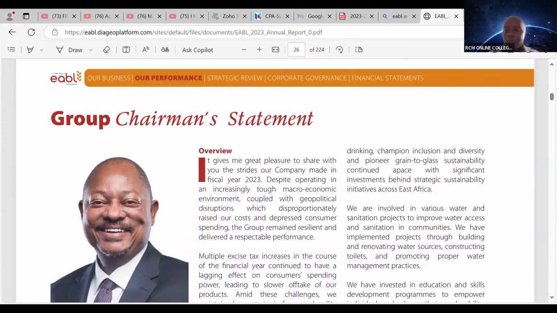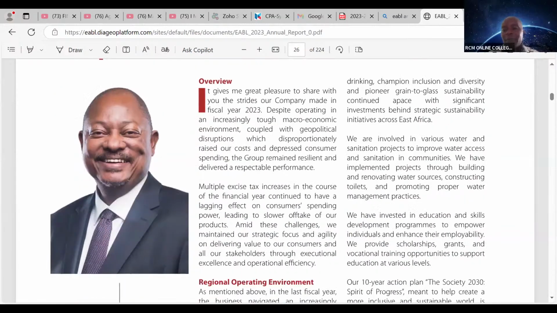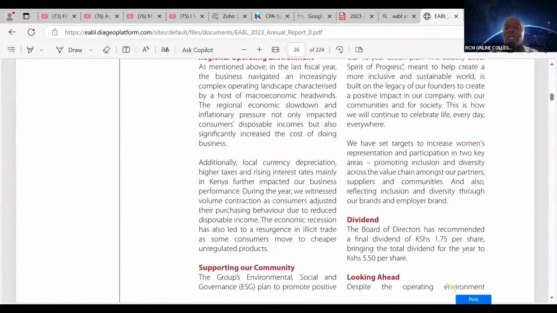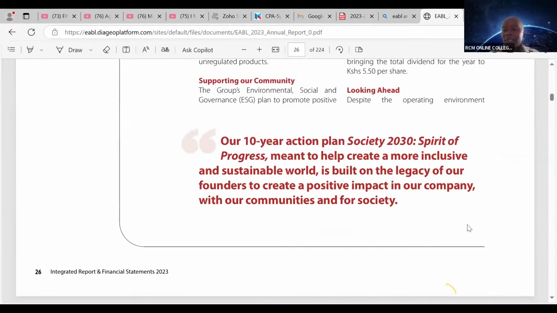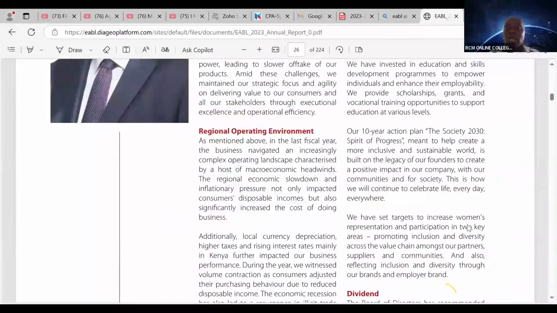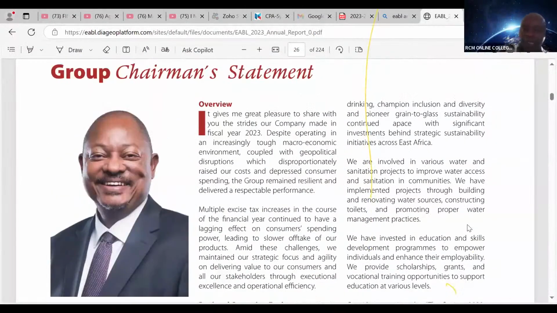I'll just read it very fast. You don't have to understand everything. I just want to read it very fast because you can't be asked directly. So it will normally be just a one-pager discussion. So allow me to read this pretty fast. So we are told here by the chairman, Martin Oduor, it gives me great pleasure to share with you the strides our company made in the fiscal year 2023.